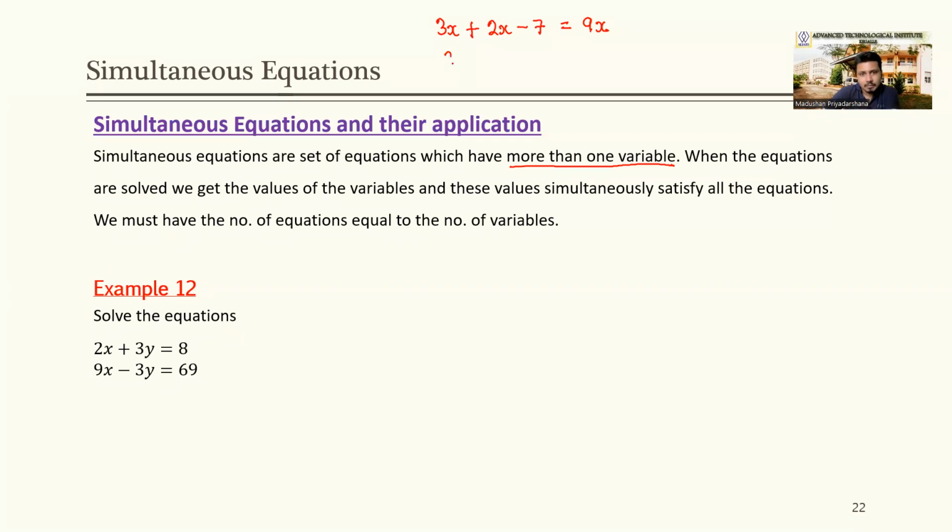So if I write something like this, 3x squared plus 2x minus 7 equals to. Now, can we identify this as a simultaneous equation? Again, we can't, because there is still only one variable. Only the unknown here is x.